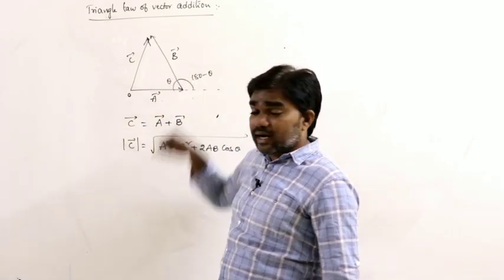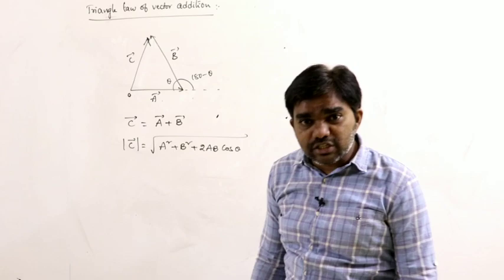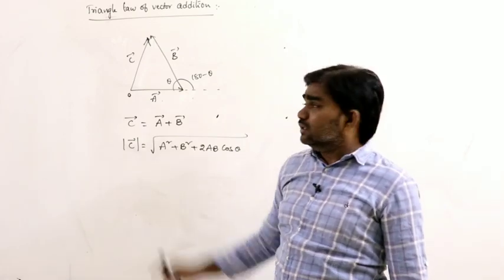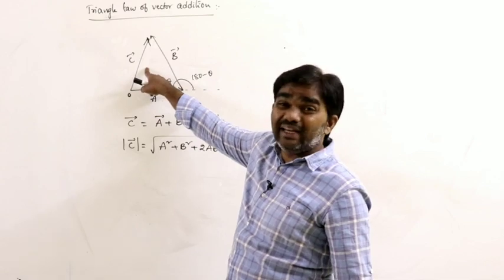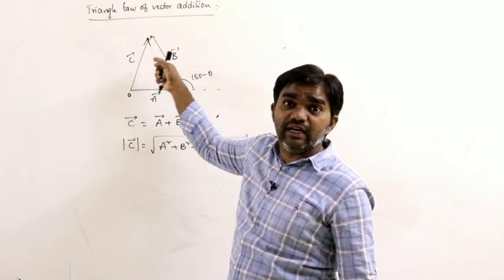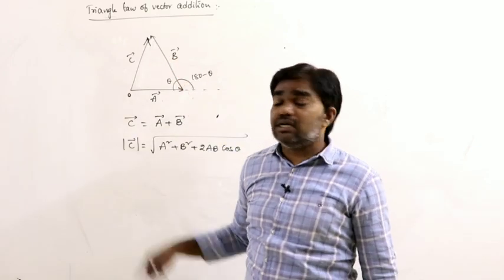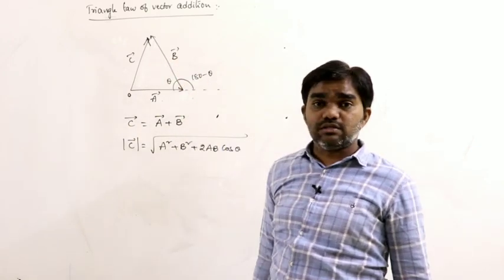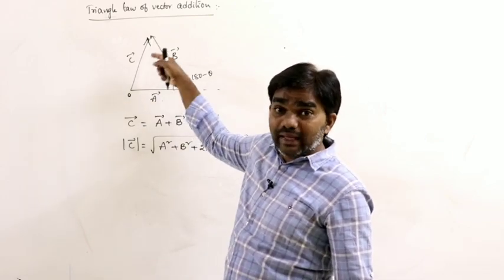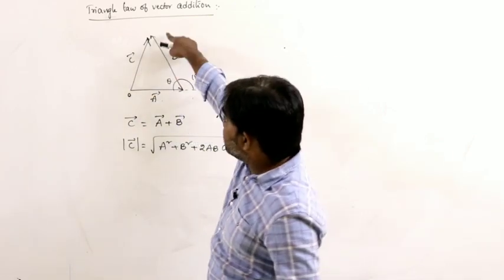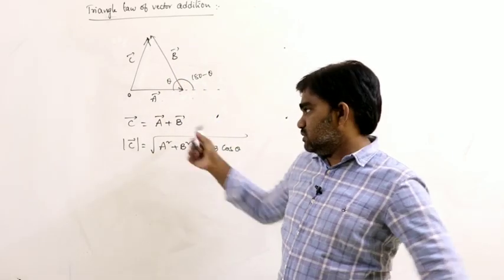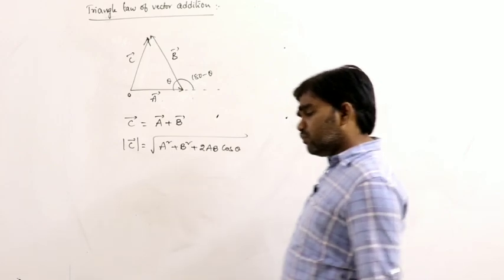Two vectors acting as the adjacent sides of a triangle taken in order, the closing side of the triangle taken in reverse order represents the resultant of these two vectors A and B, like this. Or in one more way we can define it.